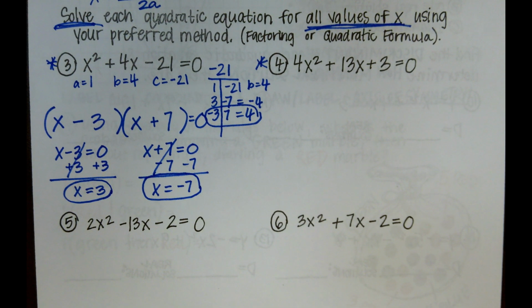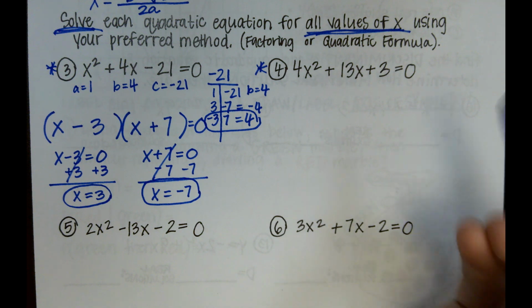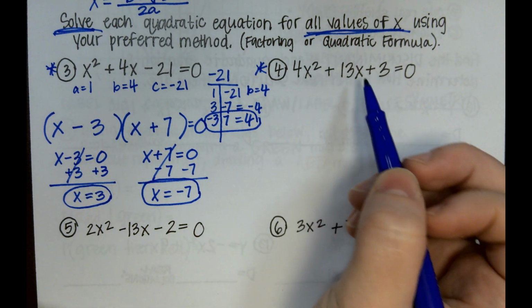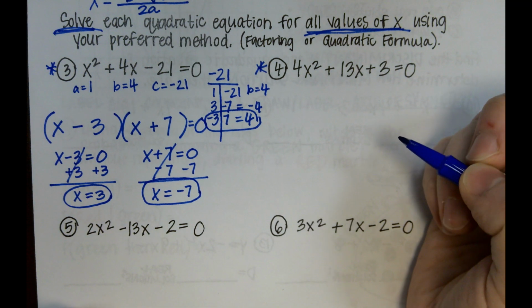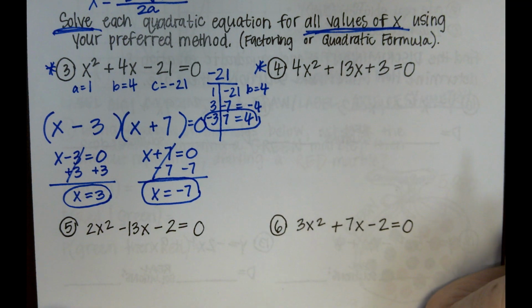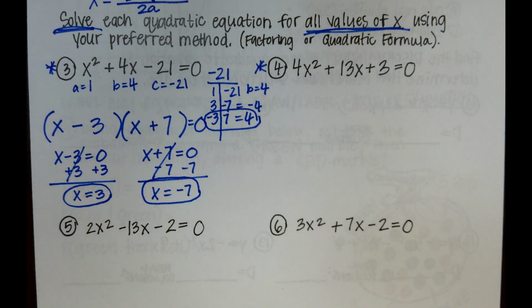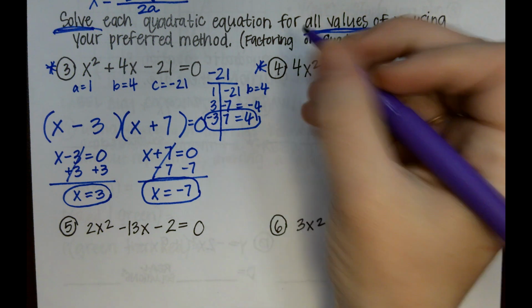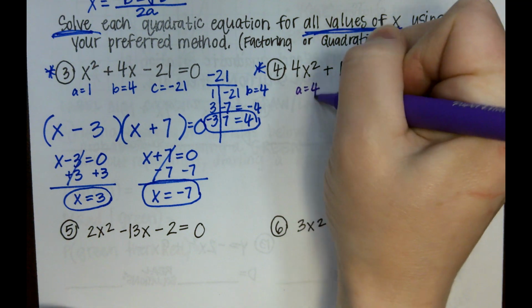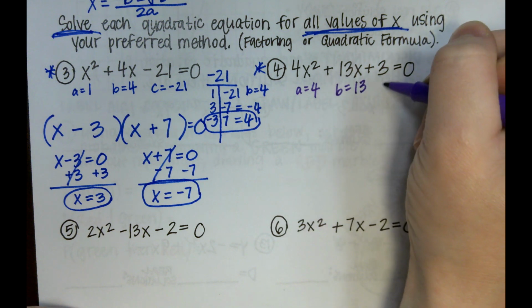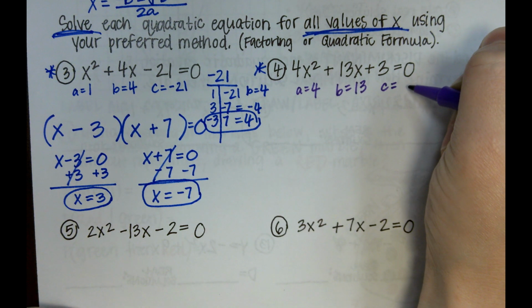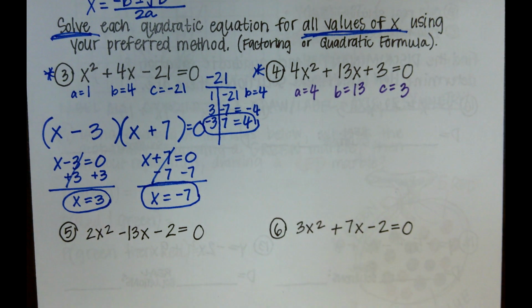Are we ready? Okay, let's look at 4. We're going to also factor this one. We'll do the formula for 5 and 6. So what would my first step be here? Yes, let's identify our A, B, and C. Good. B is 13. C is 3. Good.